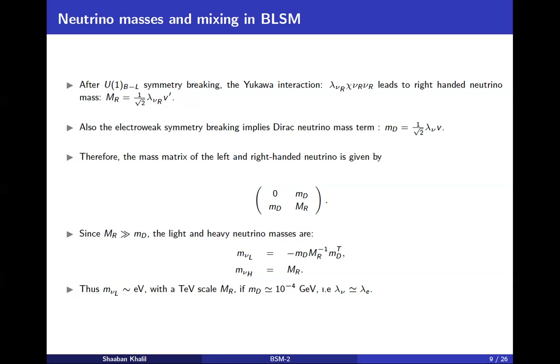Okay, but now MR, I cannot push it to 10 to the 13. I have it from B minus L, TeV scale only. So at the TeV scale, this will require, to get an electron volt, MD to be 10 to the minus 4. 10 to the minus 4? Yes, 10 to the minus 4.